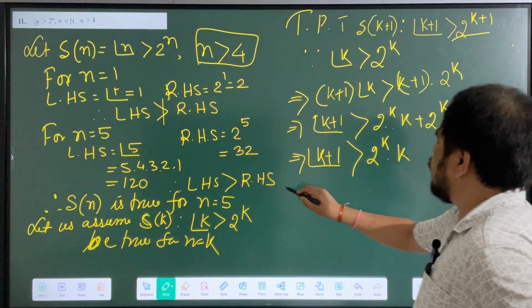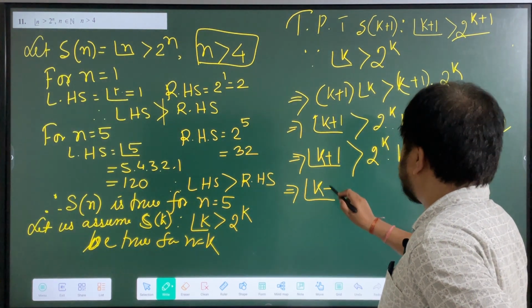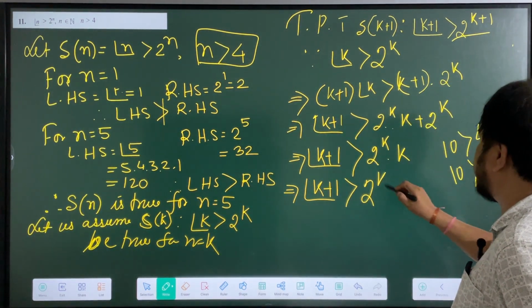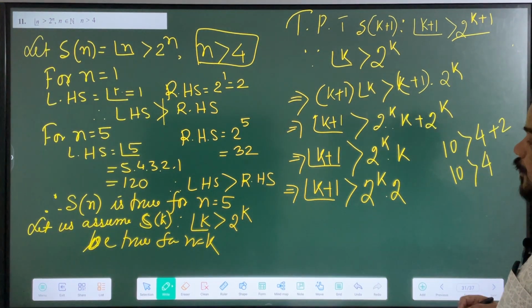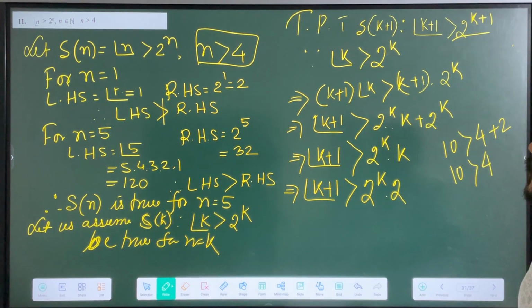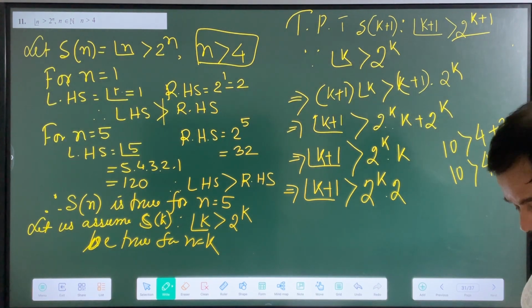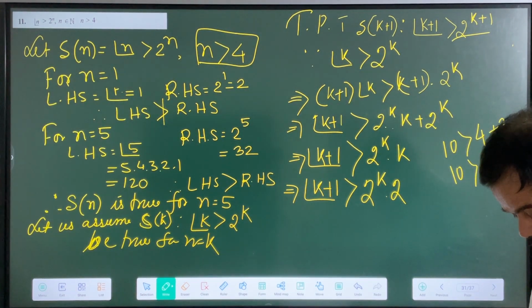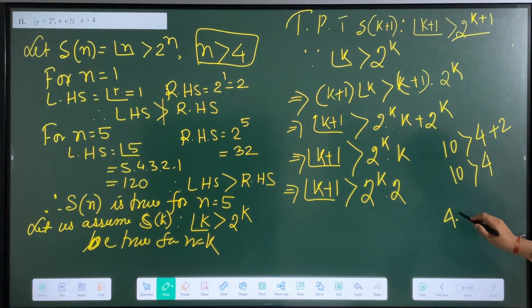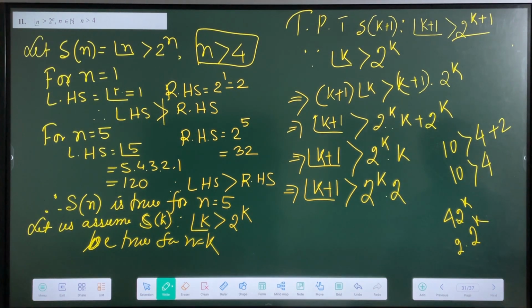So next we can write factorial k plus 1 is greater than 2 to the power k into 2. K we can write 2 because factorial k is greater. Look here, 4 into 2 to the power k and 2 into 2 to the power k.